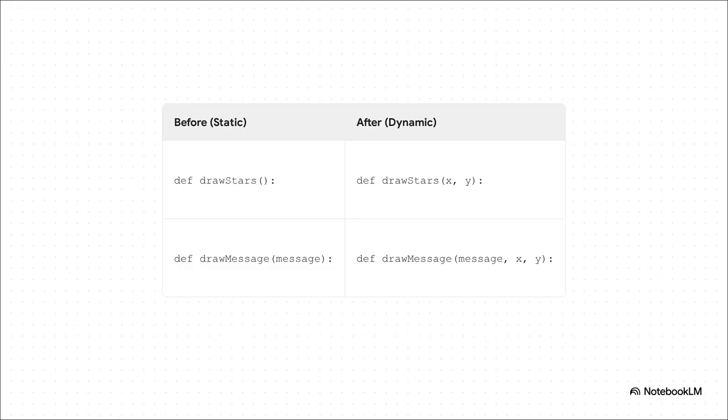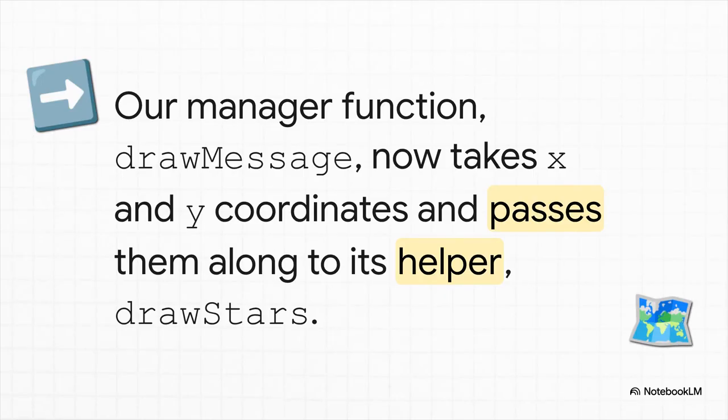Think of parameters like little notes or instructions that you pass to your functions. Before, our functions had empty parentheses, no instructions, so they always did the same exact thing. Now, we're adding x and y so we can give them coordinates. And here is how the new setup works. Our manager function, drawMessage, now accepts x and y coordinates. It uses them, and, this is the really important part, it then passes those same coordinates along to its helper, drawStars. This makes sure the stars are drawn in exactly the right place.